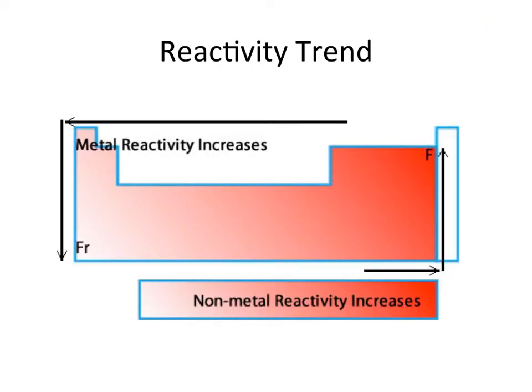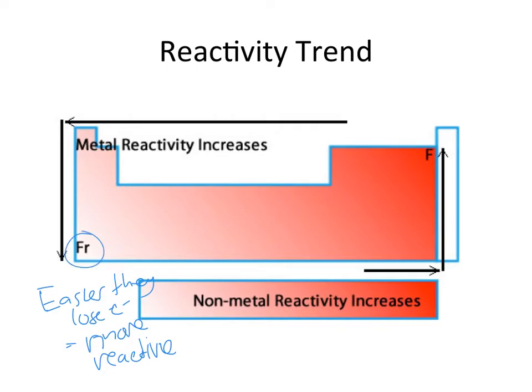In terms of reactivity, the explanation is exactly the same. Metals react by losing electrons, and the easier they lose electrons, the more reactive they are. So the easier something loses an electron, the more reactive they are.